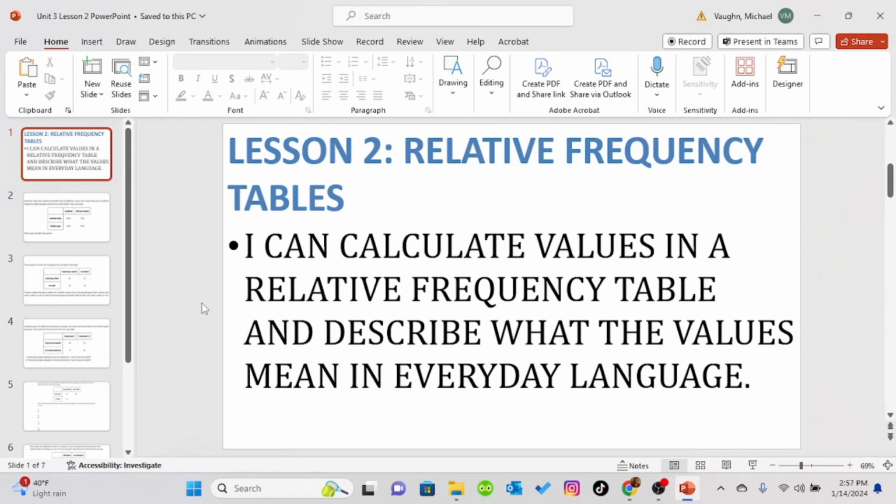Welcome to Unit 3, Lesson 2, Relative Frequency Tables. We have one learning target for today. I can calculate values in a relative frequency table and describe what the values mean in everyday language.